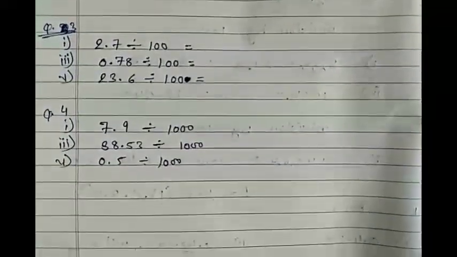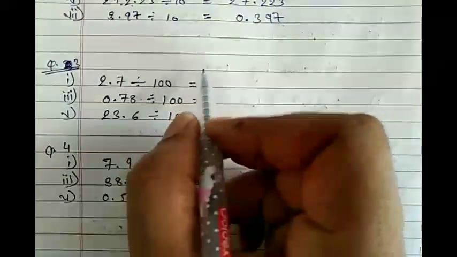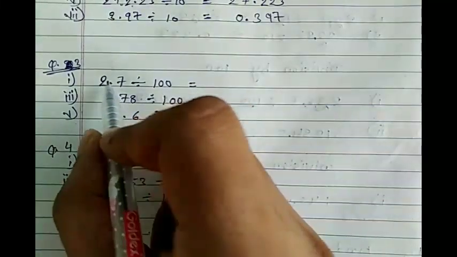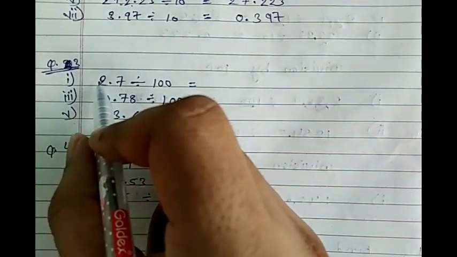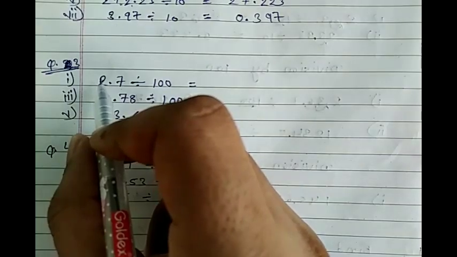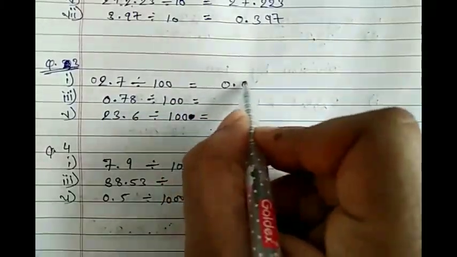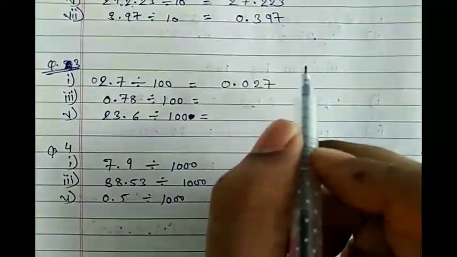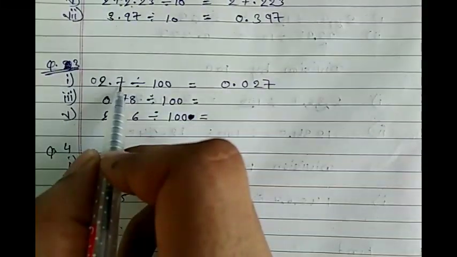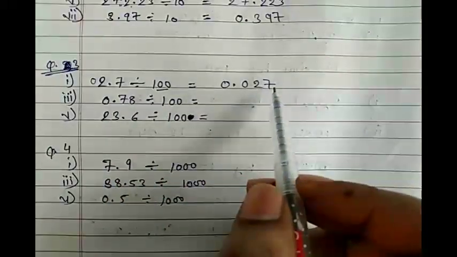The same thing we do in question number 2. 2.7 divided by 100. So we have to change the place of the decimal two times, but there is only one digit. So we put a 0 by ourselves here. So what will you do? 1 and 2. So the answer will become 0.027. In the question there is only one digit after the decimal. In the answer, when we divide by 100, we get two digits more after the decimal, so we get three digits.